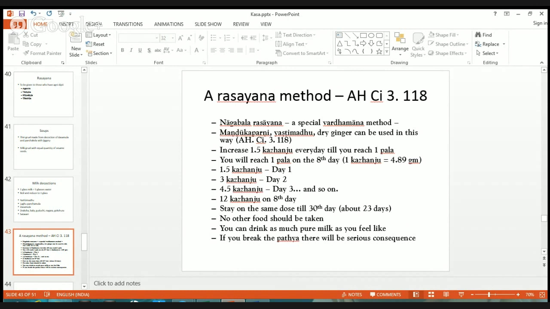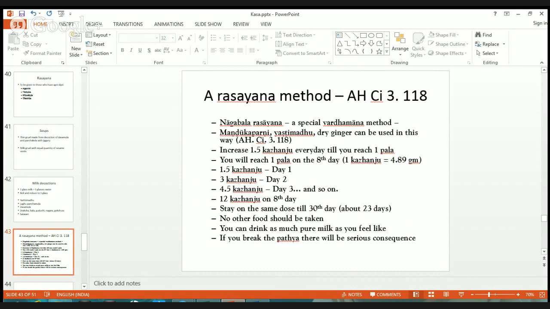The method is given here. A certain amount of 1.5 karanja. One karanja is 4.8 or about 4.9 grams, and 1.5 karanja is taken on day one, and then double the amount the next day, and then keep on increasing 1.5 karanja every day till you reach about 12 karanja on the 8th day, and from then on maintain it stable in the same way till the 30th day.